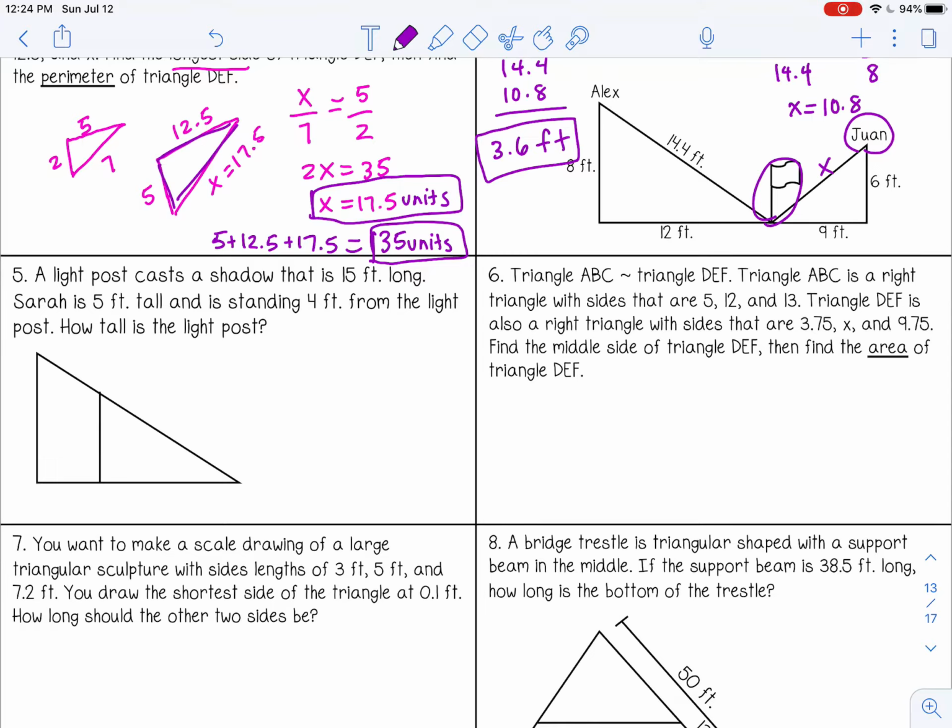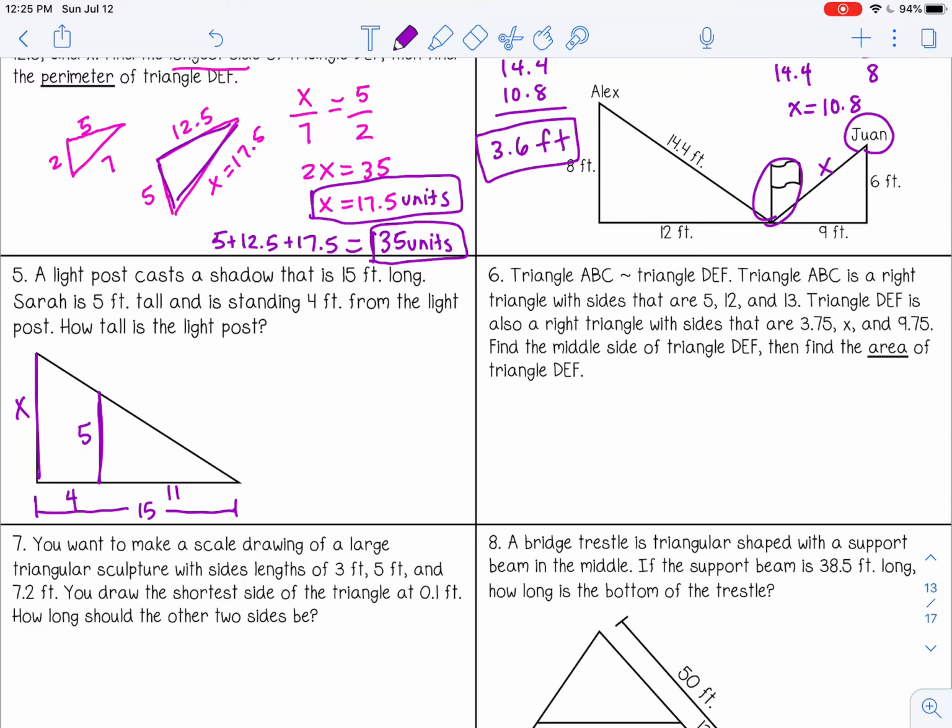Okay, so this is the light post and its shadow is 15 feet long. Sarah is 5 feet tall, so that would be here. This is Sarah. And she's standing 4 feet from the light post. So we want to know how tall is the light post. That will go here. And I'm going to go ahead and find this piece because I know I'm going to need it. So I'm going to take 15 and subtract 4, and that gives me 11.